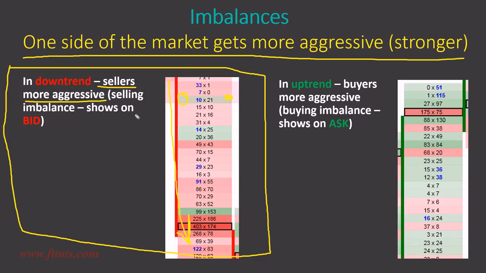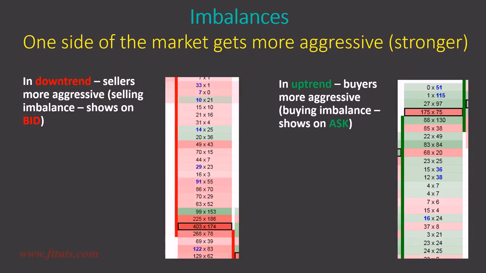Now, selling imbalances show on bid. They show in here. This is bid, and this is where the selling imbalances show. Now the software marks them in blue. So this is selling imbalance in here, in here. Also in here there is selling imbalance, in here, and also in here.